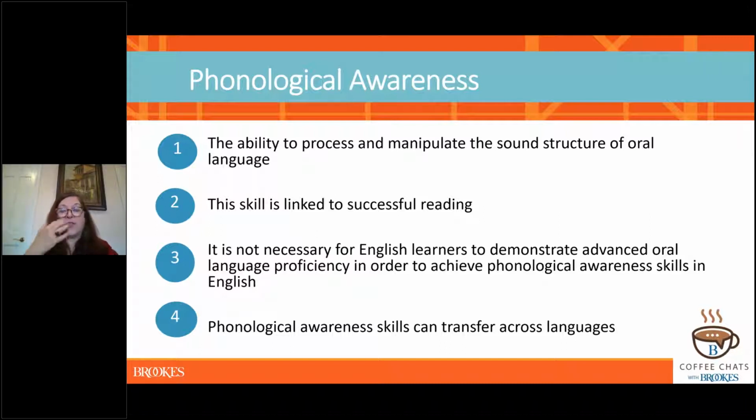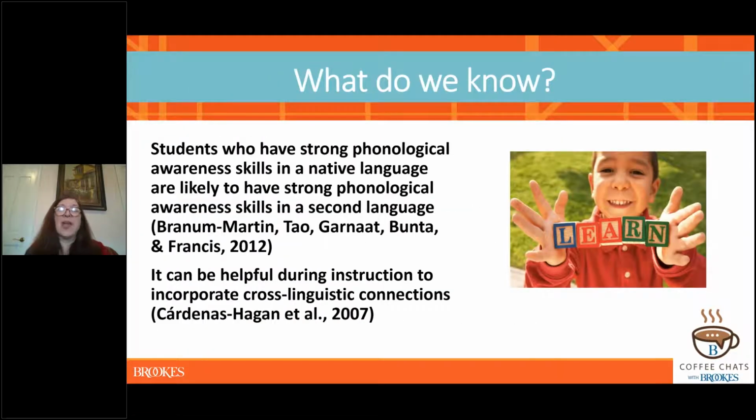I can start working on these early literacy skills in the second language while the student is developing second language literacy. It works so well together. We know that phonological awareness skills can transfer across languages, and students who have very strong phonological awareness skills in a native language will have those strong skills in a second language. But what we want to do during our instruction is take advantage of those strong native language phonological awareness skills and incorporate those cross-linguistic connections.